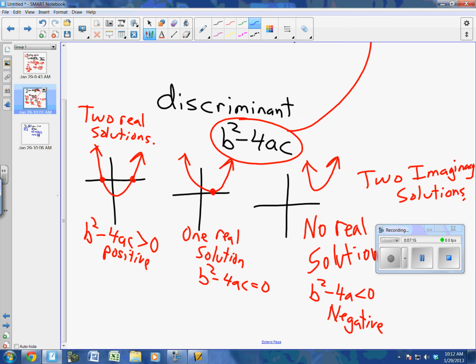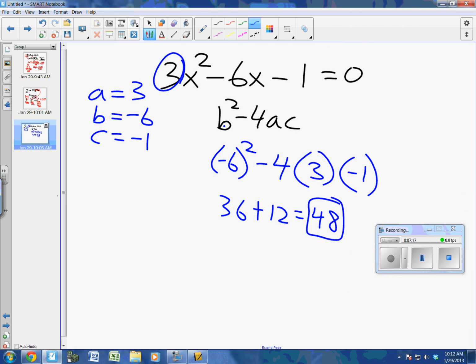Because I want you to think about this. This is the part that goes into the b squared minus 4ac part of a quadratic formula. So if I take that 48 and put it inside the square root, if it's positive, I get 2 real solutions. If it's negative, I'm going to get 2 imaginary solutions. Remember when you take the square root of a negative number, you get imaginary? Okay, we're going to try another one.